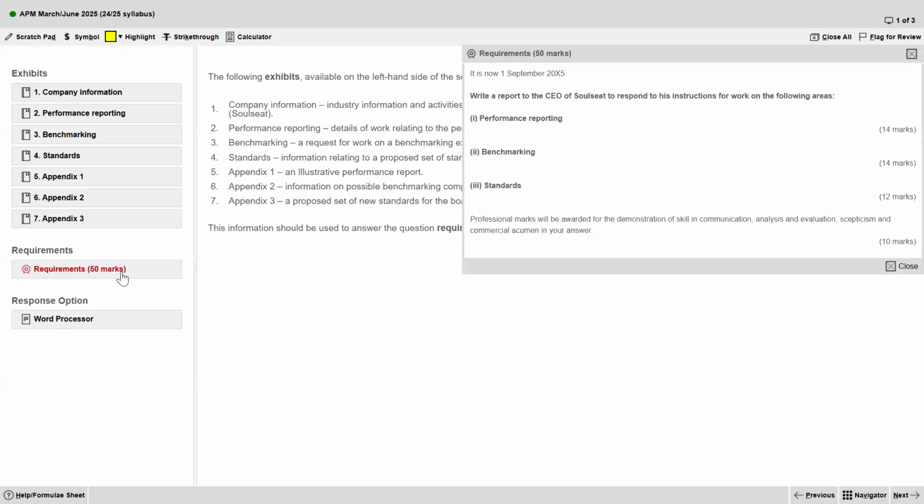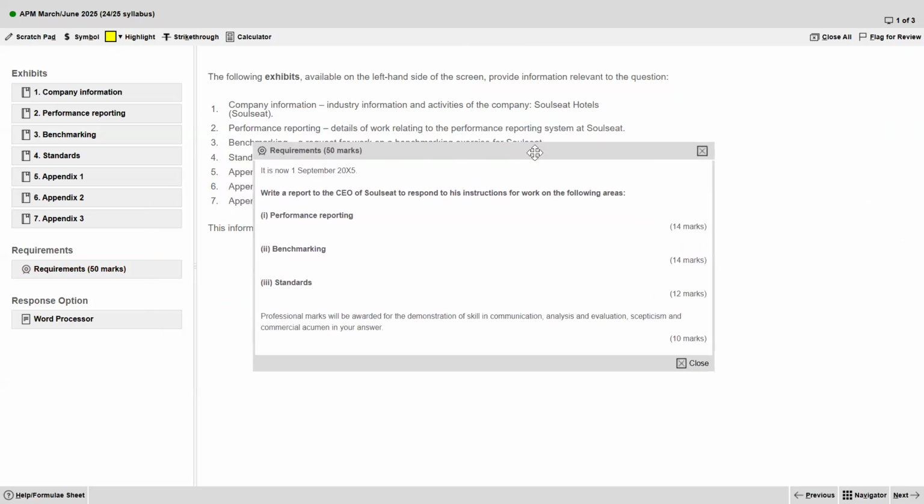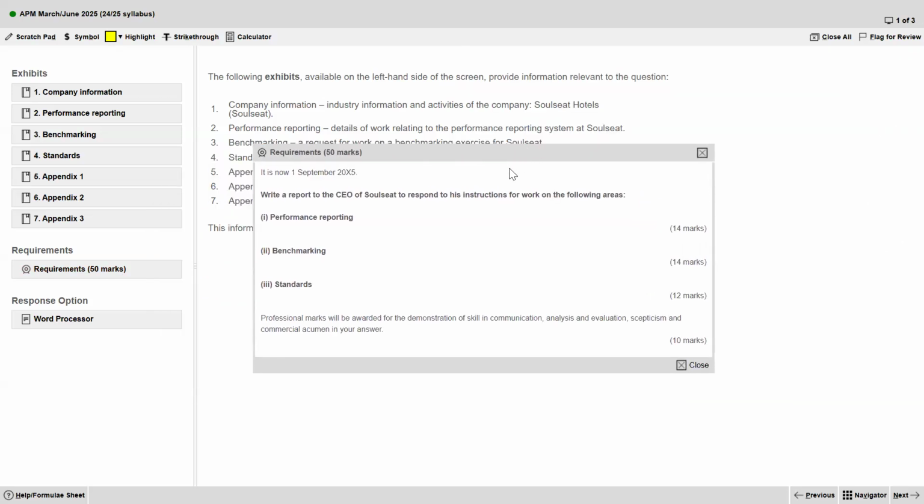So now if I could just go on to the requirement. Let's just try to go about it. What exactly are the requirements to this question? It says it is now 1st of September X5. Write a report to the CEO of Solesea to respond to his instruction for work on the following areas: performance reporting 14 marks, benchmarking 14 marks, standards 12 marks.